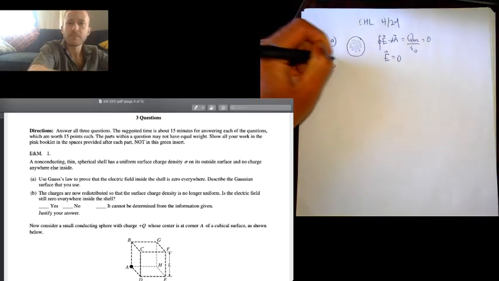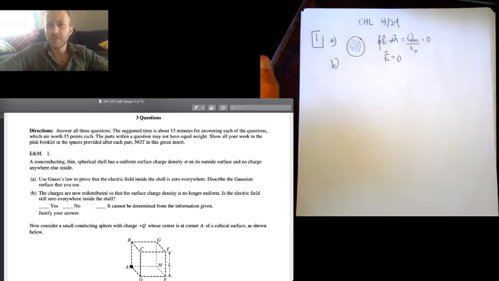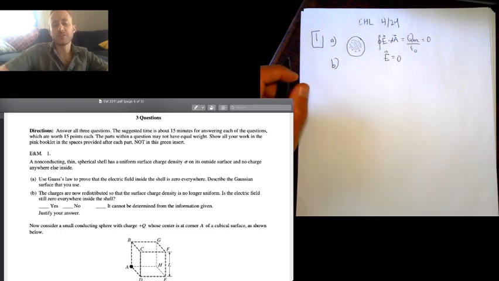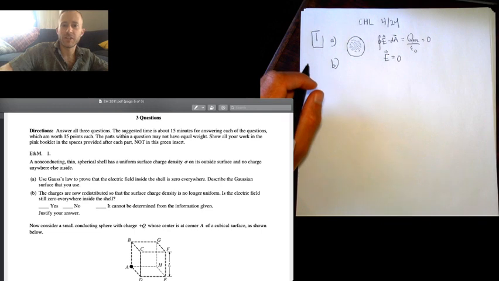B. The charges are now redistributed so that the surface charge density is no longer uniform. Is the electric field still 0 everywhere inside the shell?